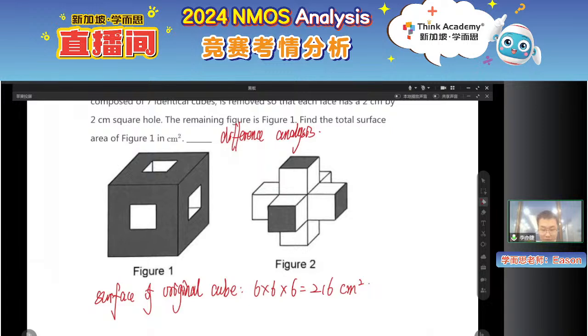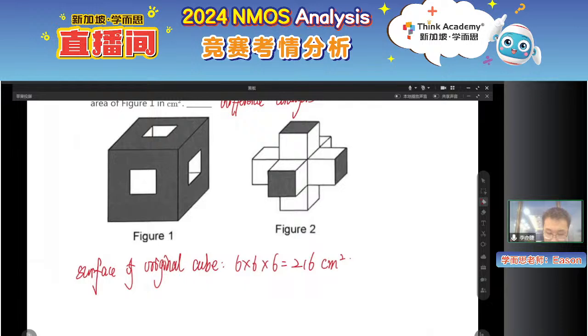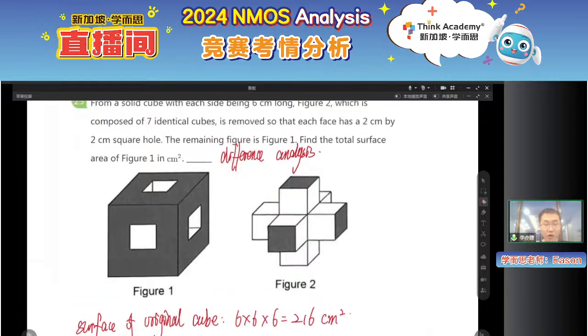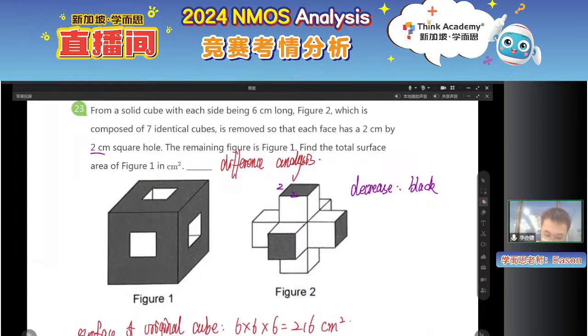And then we dig something out, right? When we dig this one out, the faces that were originally surface are dug out. So it's the subtraction, it's the decrease. In this picture, the decrease is the black region. So it is 2 times 2, right? It's 2 times 2. So why is it 7 identical cubes?